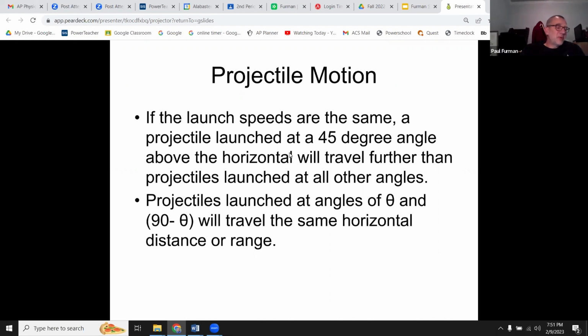And that last bullet point, I haven't seen this really as a key idea, but for example, something launched at 80 degrees and 10 degrees will have the same horizontal range. 70 degrees and 20 degrees will have the same horizontal range, and so on and so forth.